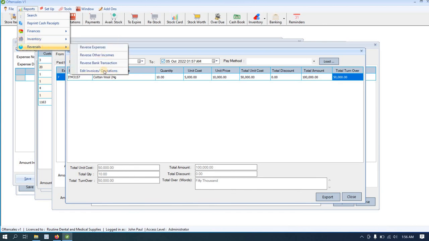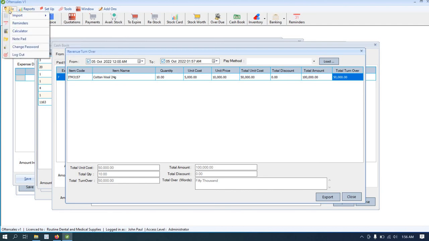So these are reversals, just basically returning some few things, and that's basically how the entire system flows.